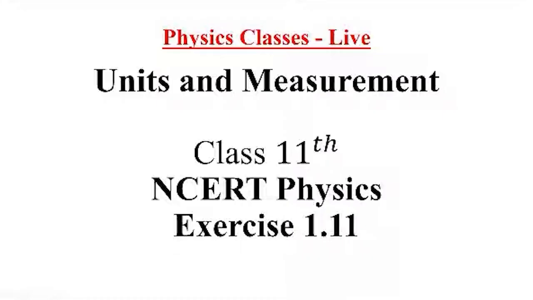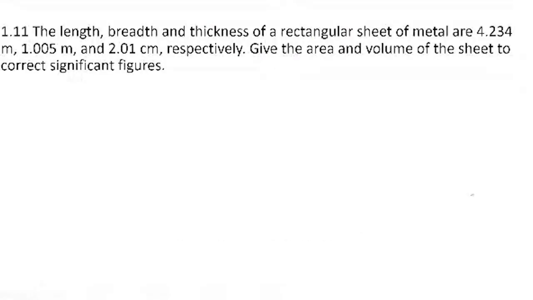Hello everyone, in this video we are discussing exercise 1.11 from class 11th NCERT Physics, chapter Units and Measurement. Moving forward, the question states that the length, breadth and thickness of a rectangular sheet of metal are 4.234 meter, 1.005 meter and 2.01 centimeter respectively. Give the area and volume of the sheet to correct significant figures.